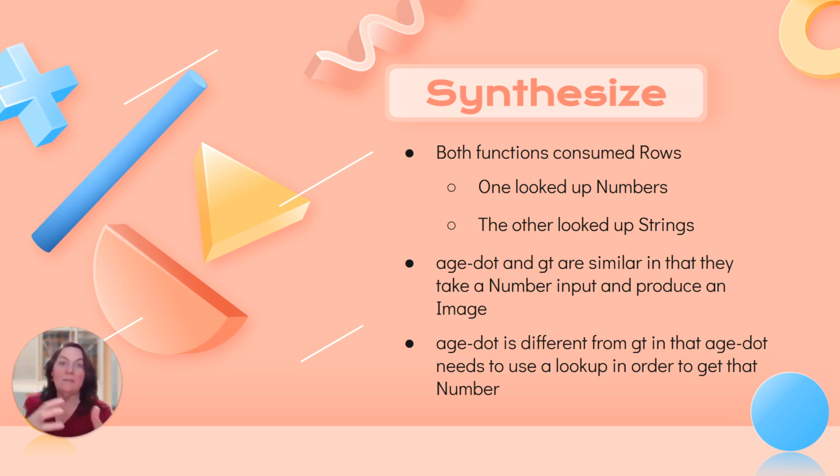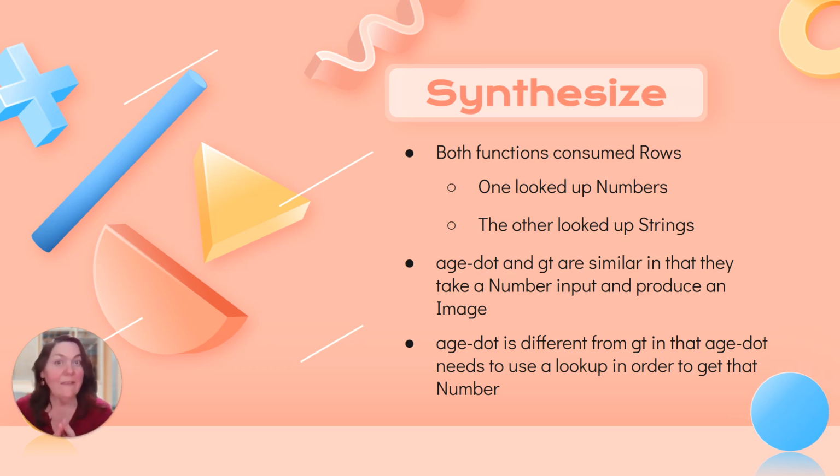So it's really important to see that we didn't just do numbers, and we didn't just do strings, purposely doing both functions to show we looked up two different data types here. Another thing to talk about is that age dot and GT, which they were familiar to writing, green triangle function, they are similar in that they both take in a number and they both produce an image. They produce an image and they make a circle, or they make a triangle.